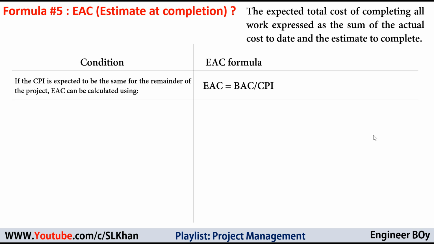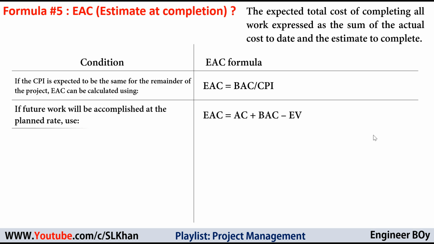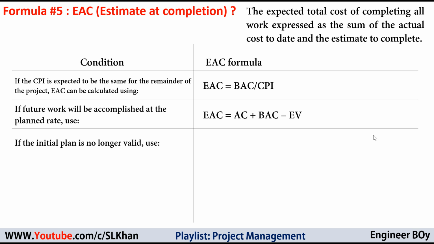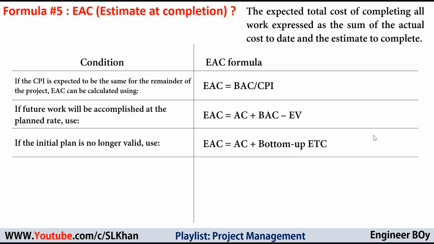Another condition is if future work will be accomplished at the planned rate, then of course we can use estimate at completion equals the actual cost plus budgeted completion minus the earned value. There can be another condition, like if the initial plan is no longer valid, then we can use the estimate at completion equals the actual cost plus bottom up ETC. ETC is the estimate to complete, and that is actually the expected cost to finish all the remaining project work.